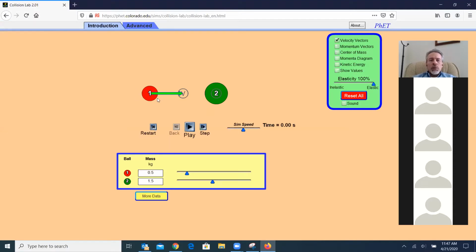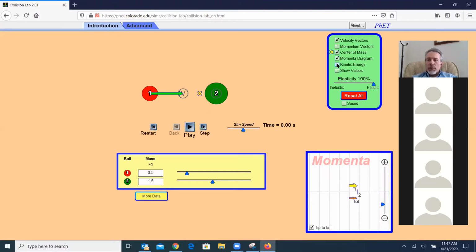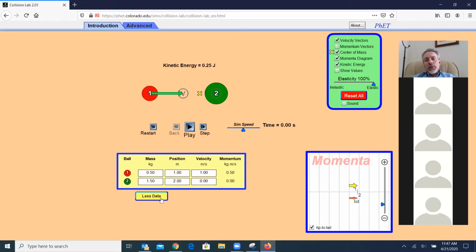What you're trying to figure out is the relationship between the initial system momentum and the final system momentum. Again, this is written down in the directions. You're going to check center of mass, momenta diagram, and kinetic energy. You're also going to click more data. As far as getting data for this, it won't take very long, maybe 15 minutes. You can move this wherever you want. You can change its velocity to be whatever you want. You can also give this one a velocity, whatever you want.